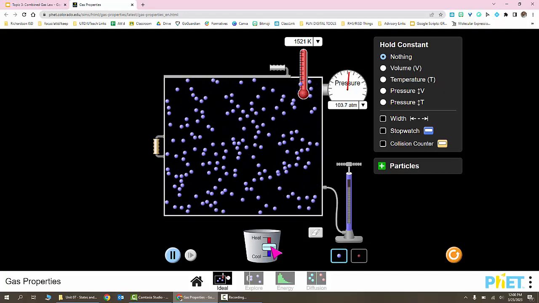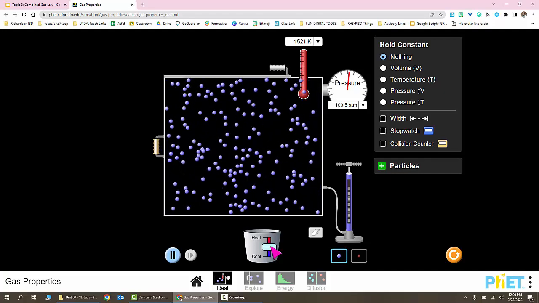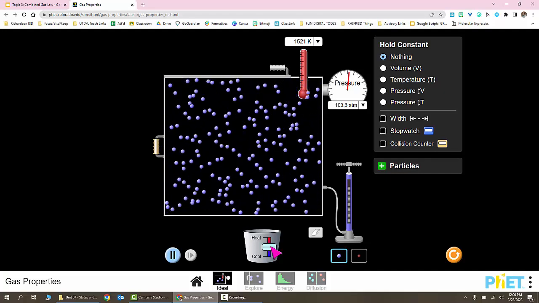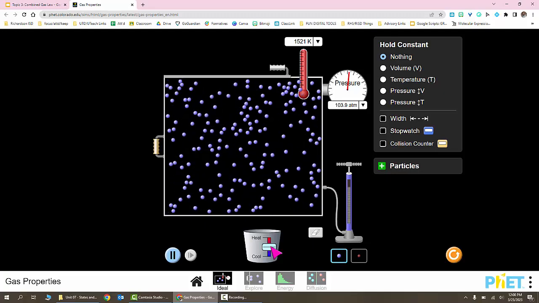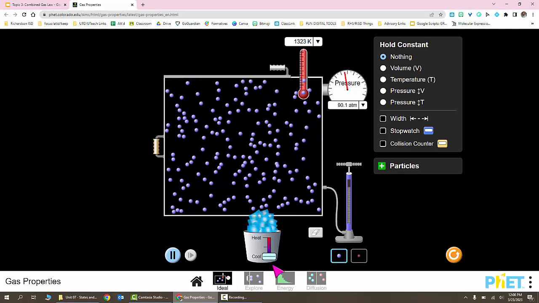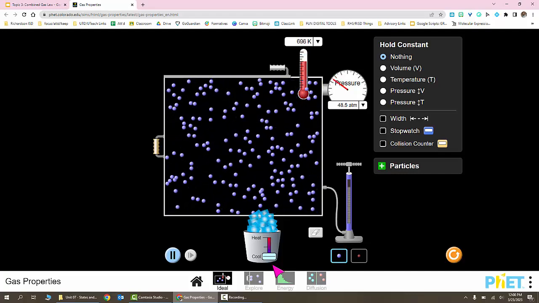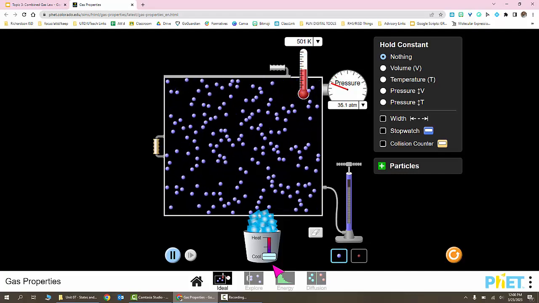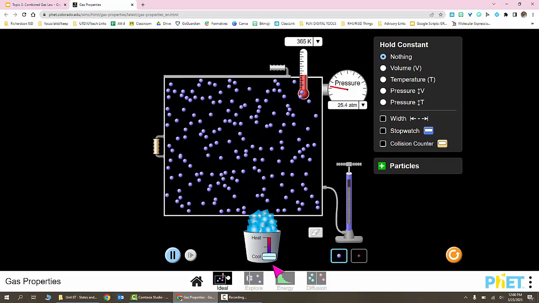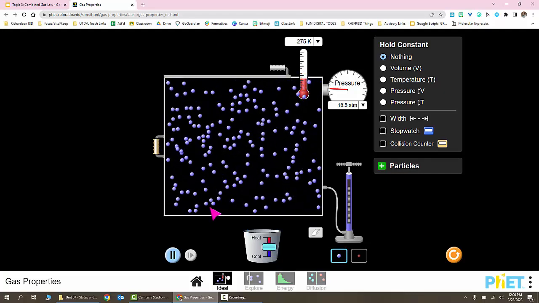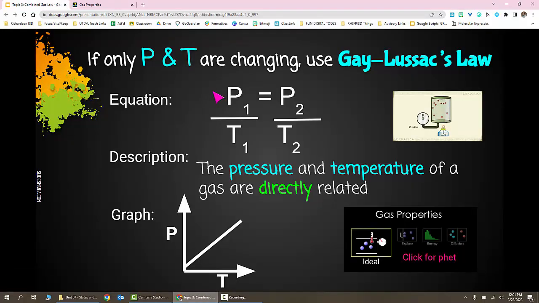Now put 2 thumbs down, okay? That's showing us the direct relationship if they both decrease. So watch what happens if I cool the gas. Temperature is decreasing, and so is the pressure. That is the direct relationship between pressure and temperature. All right, back at it.